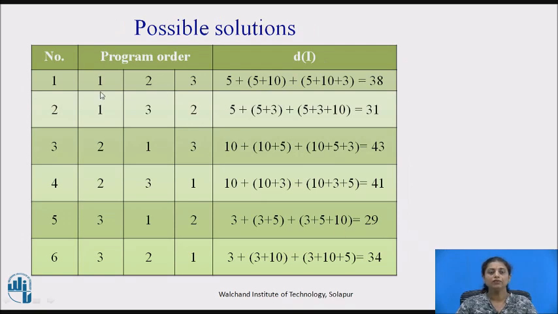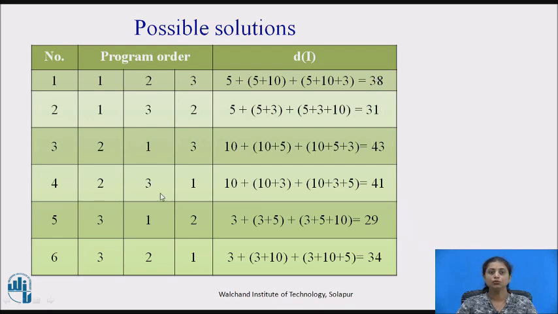Consider the programs stored in the order 1, 2, 3. The time required to read the first program is the length of the first program, which is 5. The time required to retrieve the second program is the length of the first program plus the length of the second program, which is 5 plus 10. The time required to retrieve the third program is 5 plus 10 plus 3, that is, the lengths of the first, second and third programs. So the total time required is 38.